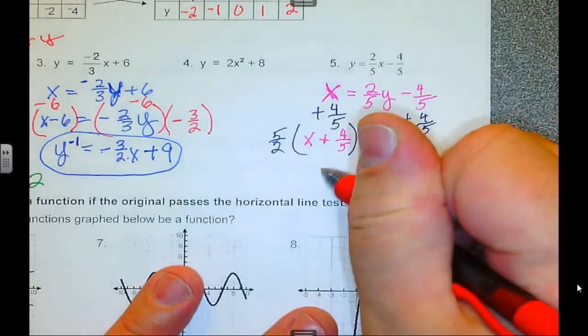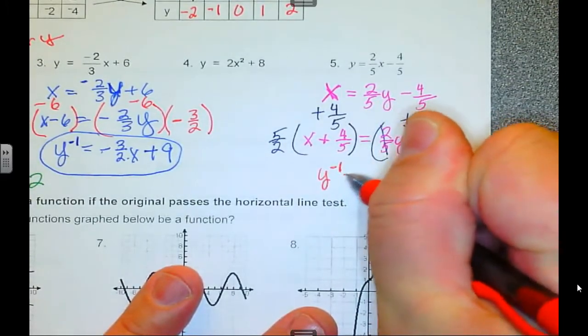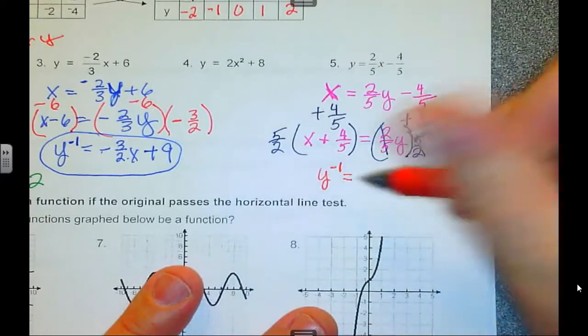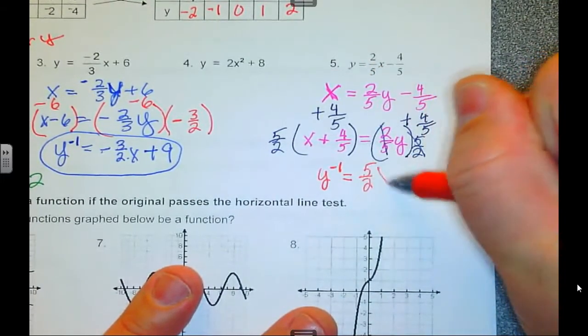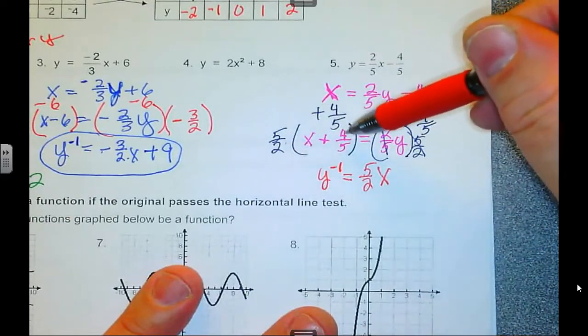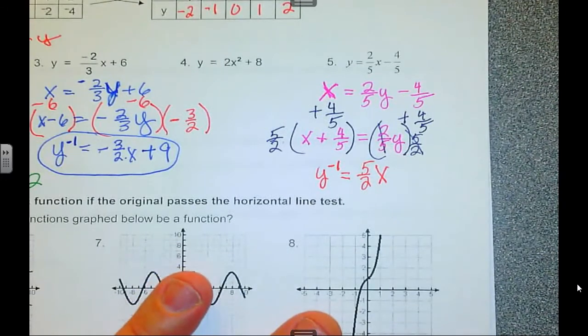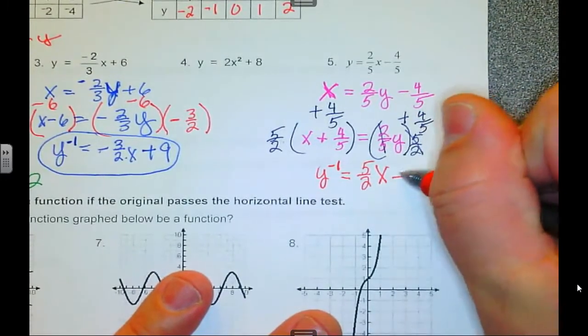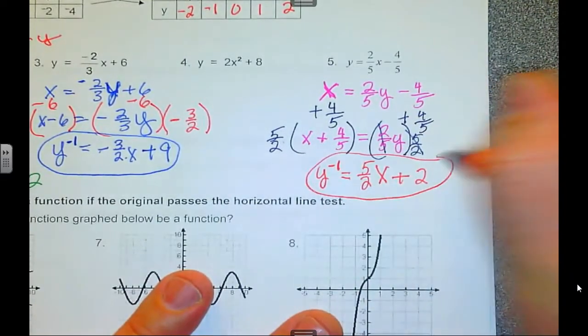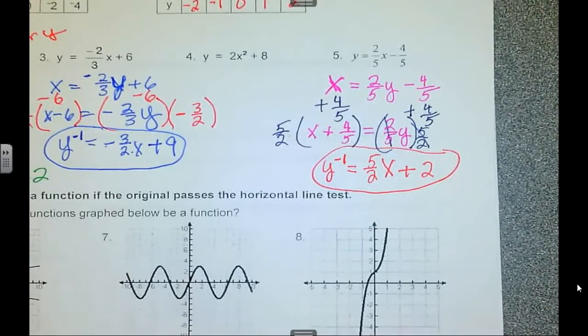Okay, so my y, which is now my inverse, equals 5/2 times x. I'll do that one. 5/2 times 4/5 is 2. Okay, easy peasy, right? Easy to find the inverse.